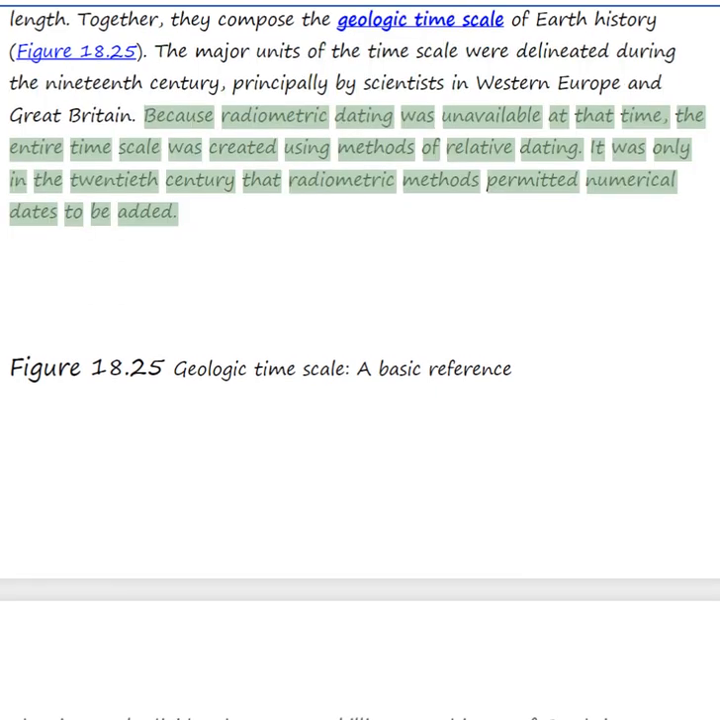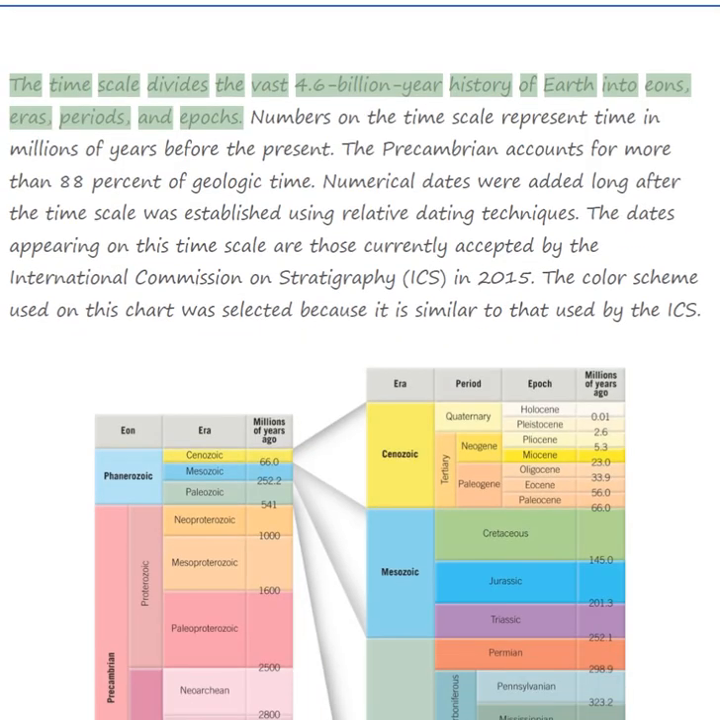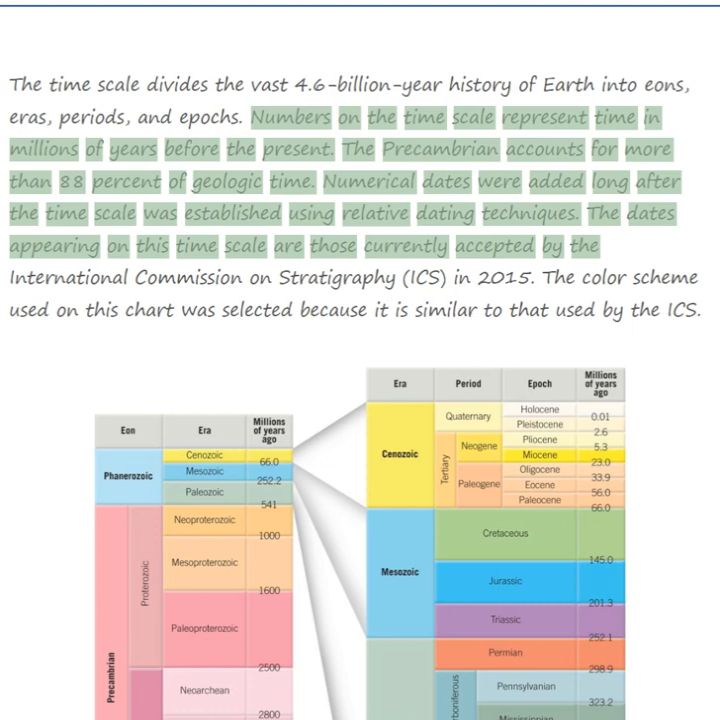Because radiometric dating was unavailable at that time, the entire time scale was created using methods of relative dating. It was only in the 20th century that radiometric methods permitted numerical dates to be added. Figure 18.25 Geologic time scale, a basic reference. The time scale divides the vast 4.6 billion year history of Earth into eons, eras, periods, and epochs. Numbers on the time scale represent time in millions of years before the present.